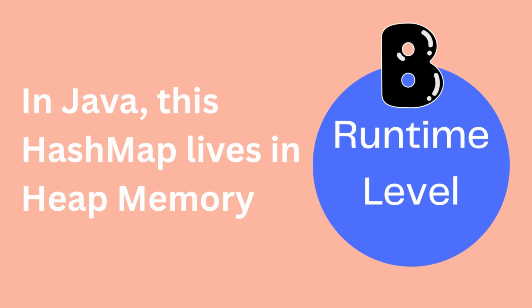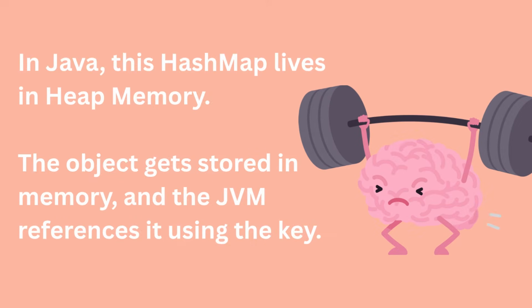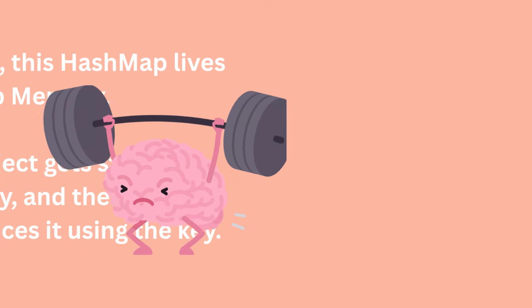Layer 2. Java virtual machine and runtime level. Her memory is now actively holding the information. She thinks, "I remember updating that mental drawer when I saw him toss it after school." It's no longer a guess. She is recalling from her live memory. In Java, this hash map lives in heap memory. It's part of the running Java process. The object gets stored in memory, and the JVM references it using the key.